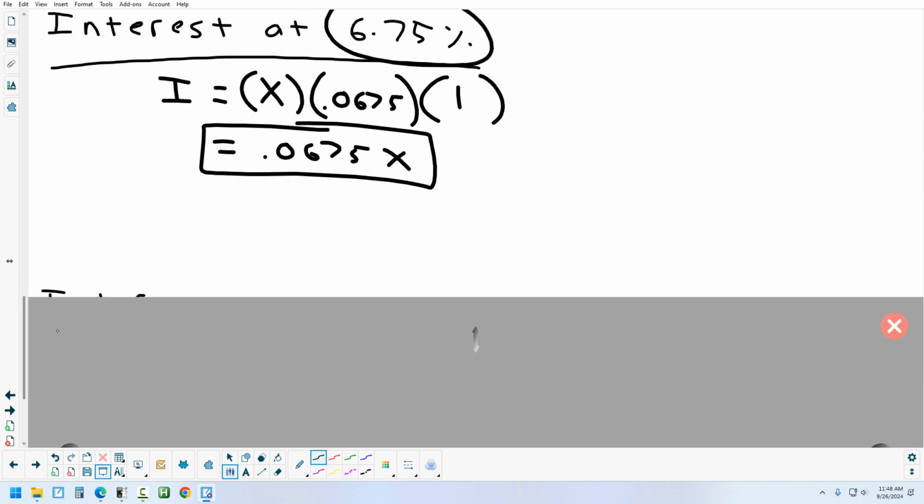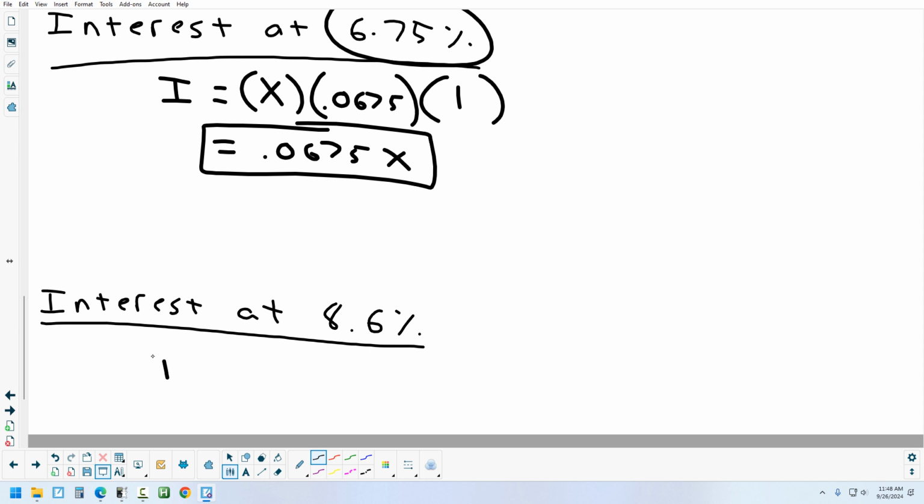Okay, now let's do the interest for the second one. I equals PRT again. We already have invested X dollars out of the 20,000 in the first account. How much money is left for the second account? 20,000 minus X, exactly. Do not pick a different letter. There's no need to. If he invests $1,000 in the first account, there's 20,000 minus 1,000 in the second.